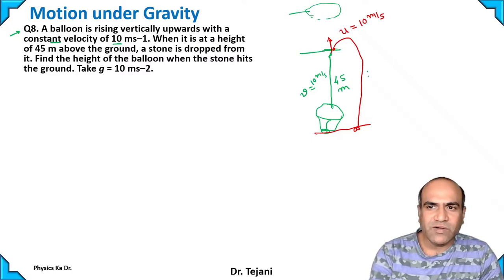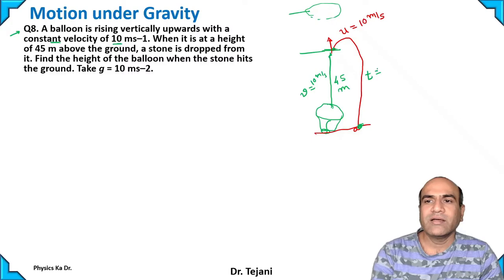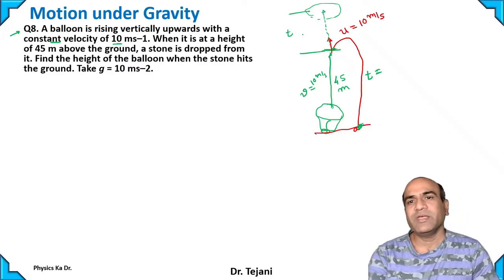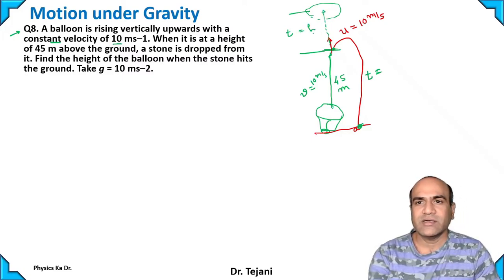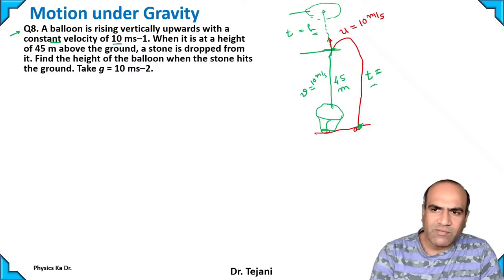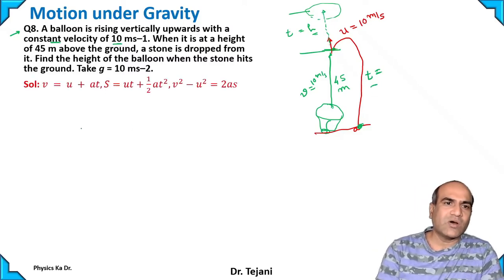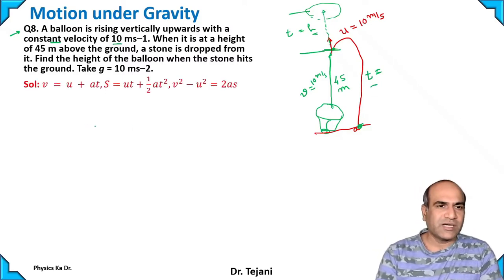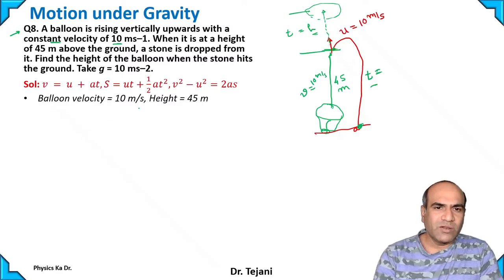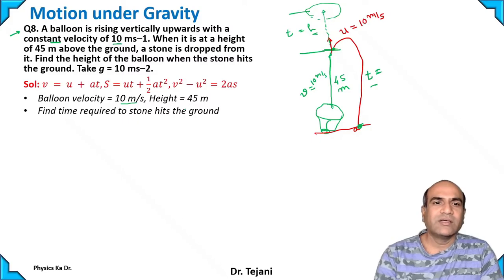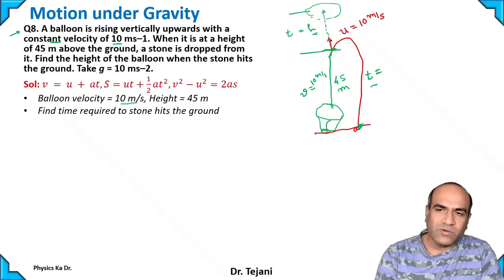So we first require the time t for the stone to reach from top to the bottom, right? In a similar time the balloon is moving at constant velocity in the upward direction. It is moving at v. So we need to find distance for that. So let's find time for this stone. We know that universal equations are there. The balloon velocity is 10 meter per second, height is 45 meter. When the stone reaches the ground, find the time.